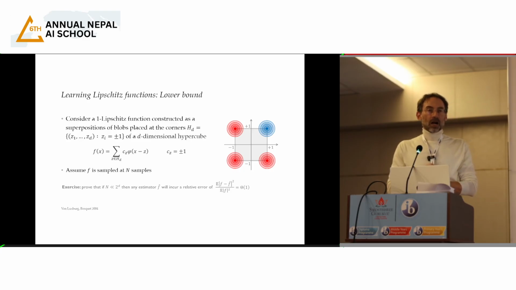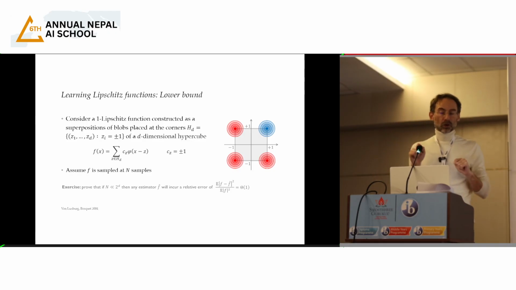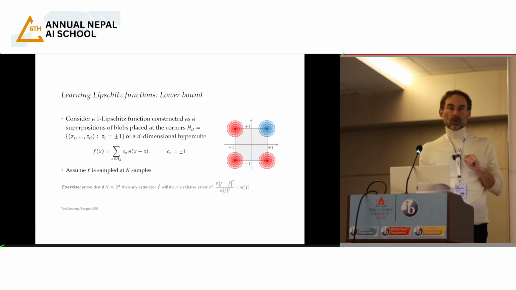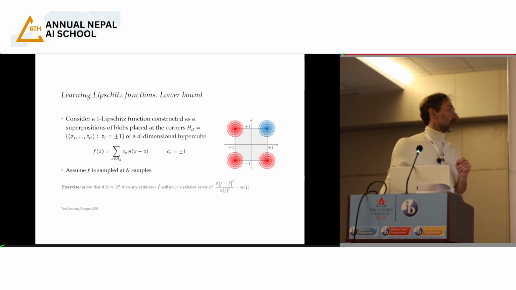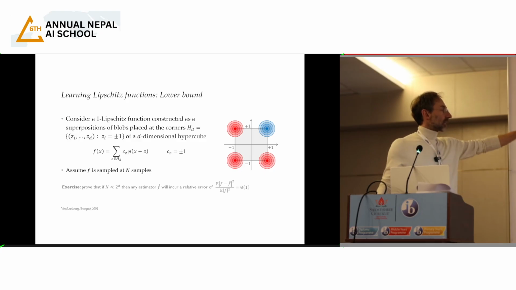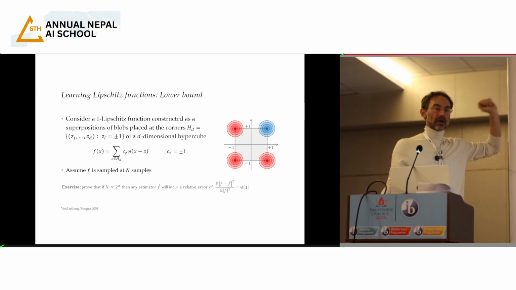Now, I am asking the question, how many samples do I need to take in order to approximate it with error epsilon? And the answer here, I will not go into the details of the proof, but you can always show it. So basically it is combinatorial, because I can change the sign arbitrarily. You need a sample in each of the corners, or somewhere nearby, in order to get the signs of these blobs correctly. Otherwise you incur a big error.